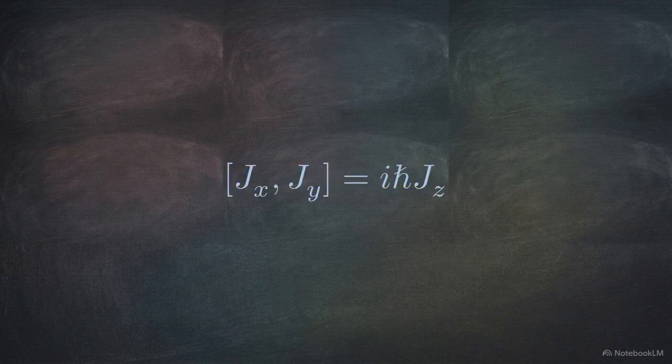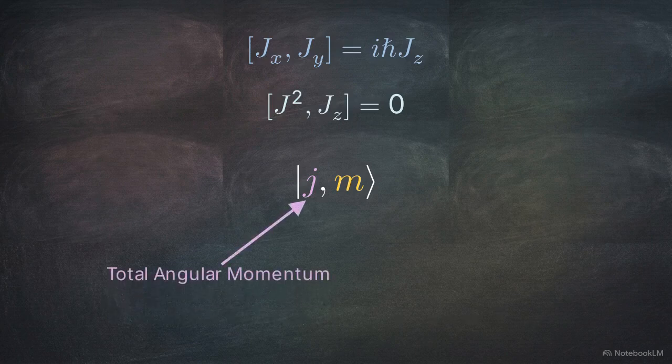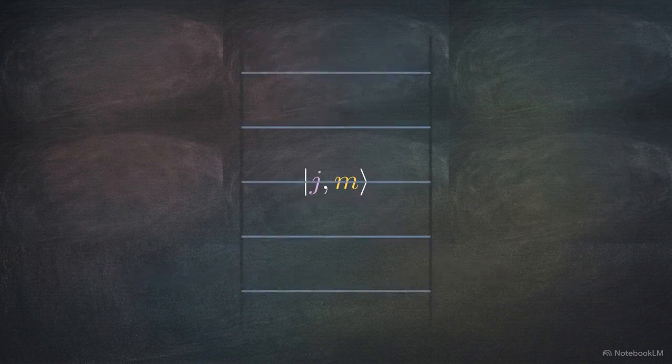It is the fundamental commutation relation. [Jx, Jy] equals i h bar Jz. Everything about spin is built entirely from this single constraint. From this relation, we find two compatible observables, the total angular momentum squared, J squared, and its projection along the z-axis, Jz. Because they commute, they share simultaneous eigenstates, which we represent as the abstract vector ket |j m>.